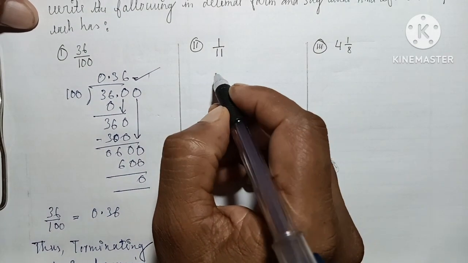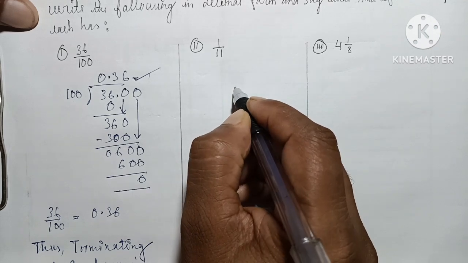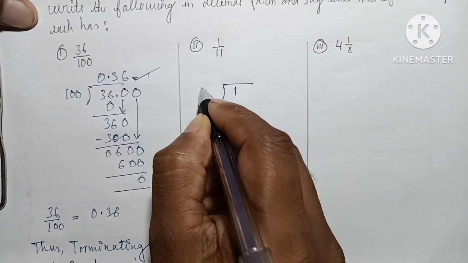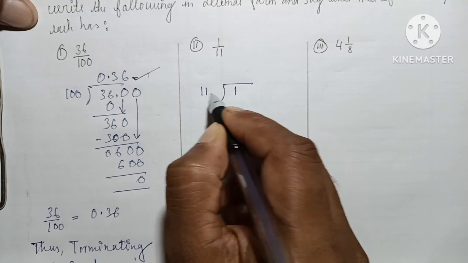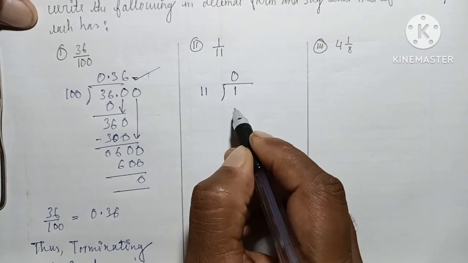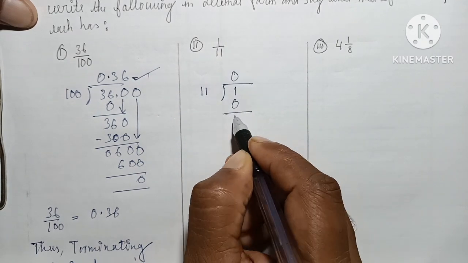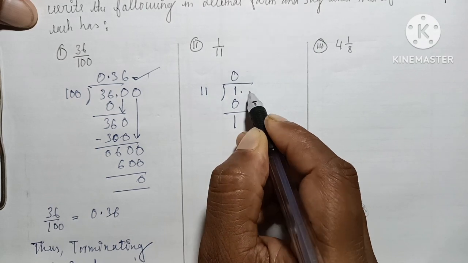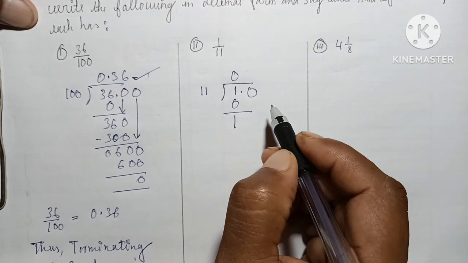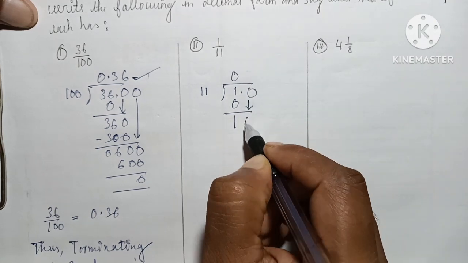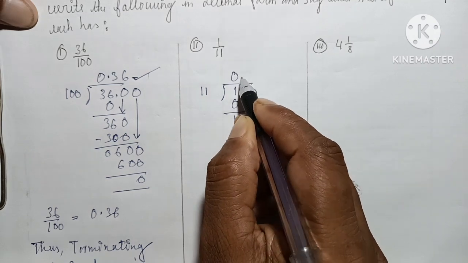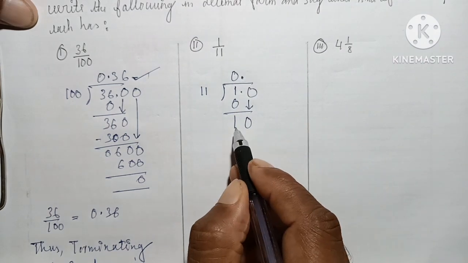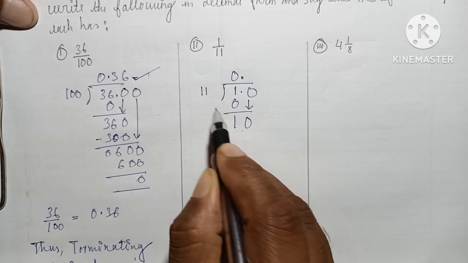Now come to the next question. You see 1 and 11, we have to divide. Then 1 and 11 are not divisible. First you give 0 in the quotient. Now bring down 0, now 0.0. Now immediately the decimal point also goes there. Still it is not divisible. Here is 10, here is 11.